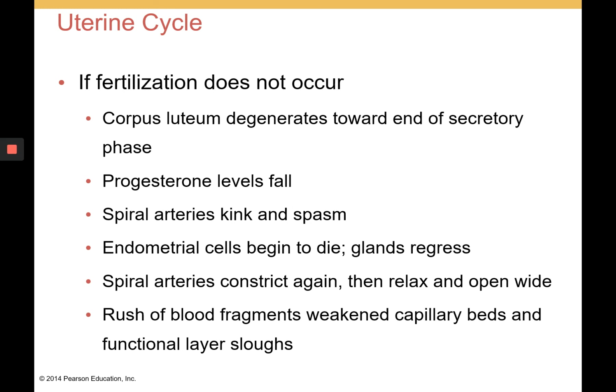If fertilization does not occur, all this prep kind of goes to waste. So the corpus luteum, which was making progesterone in the hopes that there was an embryo that embedded in the endometrium, degenerates, and all that progesterone that it's producing dies off, so progesterone levels fall. The spiral arteries that were proliferated and remade are going to kink and spasm and cause menstruation. The endometrial cells are going to begin to die, glands regress, spiral arteries relax, they open wide, and that rush of blood fragments from the weakened capillary beds and functional layer is just going to slough off. So menstruation is the result if fertilization does not occur.